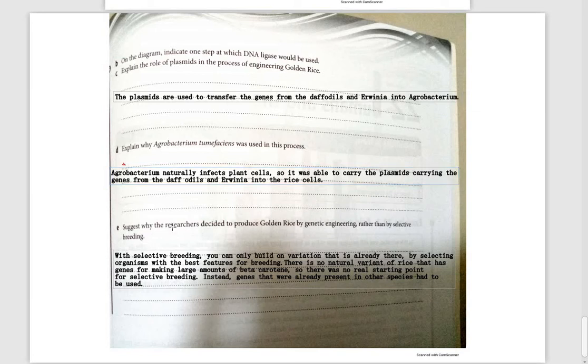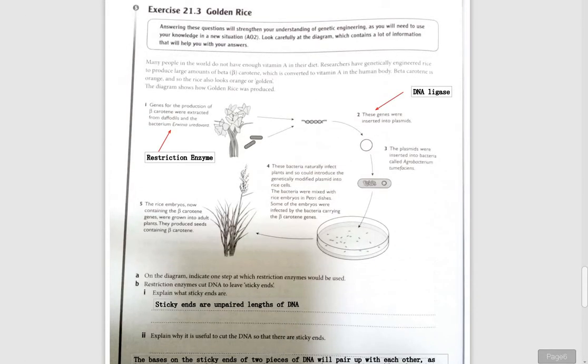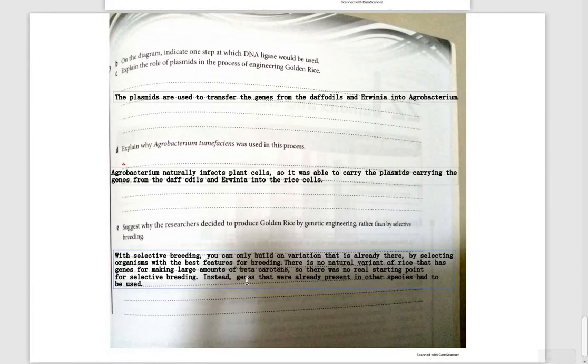Now, the last part asks why the researchers decided to produce golden rice by genetic engineering rather than by selective breeding. You might be thinking, why the whole thing with genetic engineering? Why not selective breeding? With selective breeding, you can only build on variation that is already there by selecting organisms with the best features for breeding. There is no natural variant of rice that has genes for making large amounts of beta-carotene, so there was no real starting point for selective breeding. Instead, genes that were already present in other species had to be used.